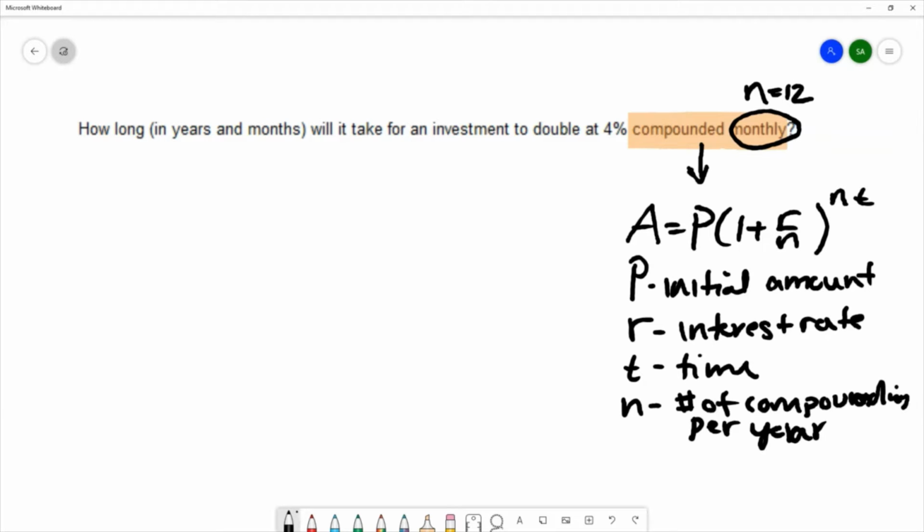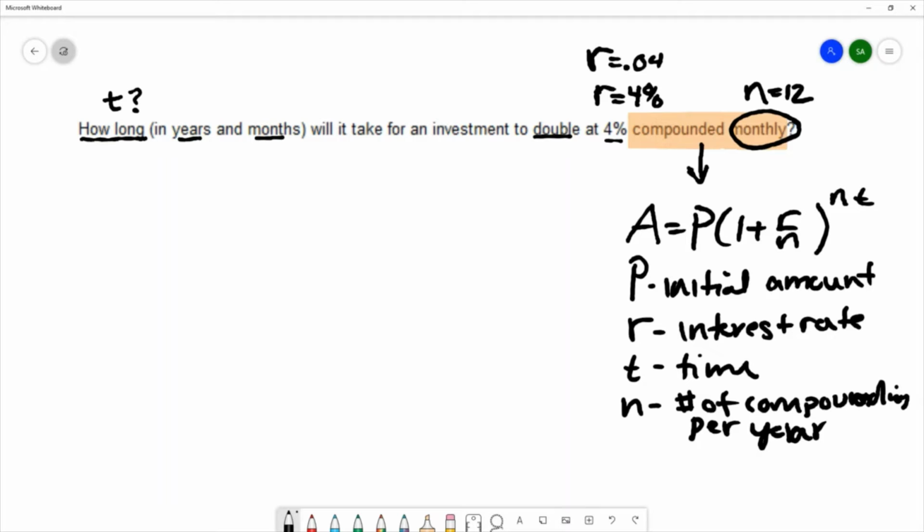Okay, so reading the rest of this question, it says how long. How long is indicating that time is our unknown quantity that we're trying to figure out. We're going to use units of years and months in that answer. And we want our investment to double at 4%. That is our interest rate, R, and we will write that interest rate in decimal form, which is 0.04.